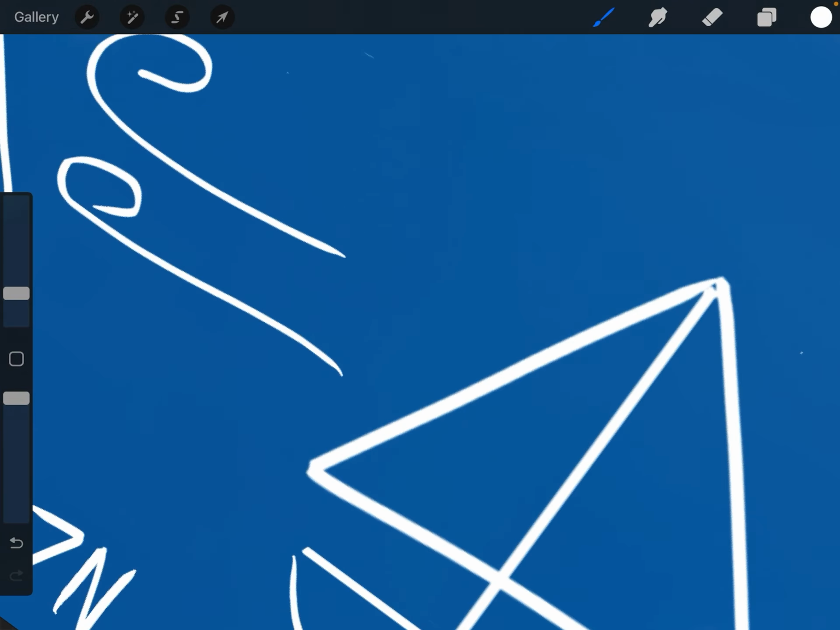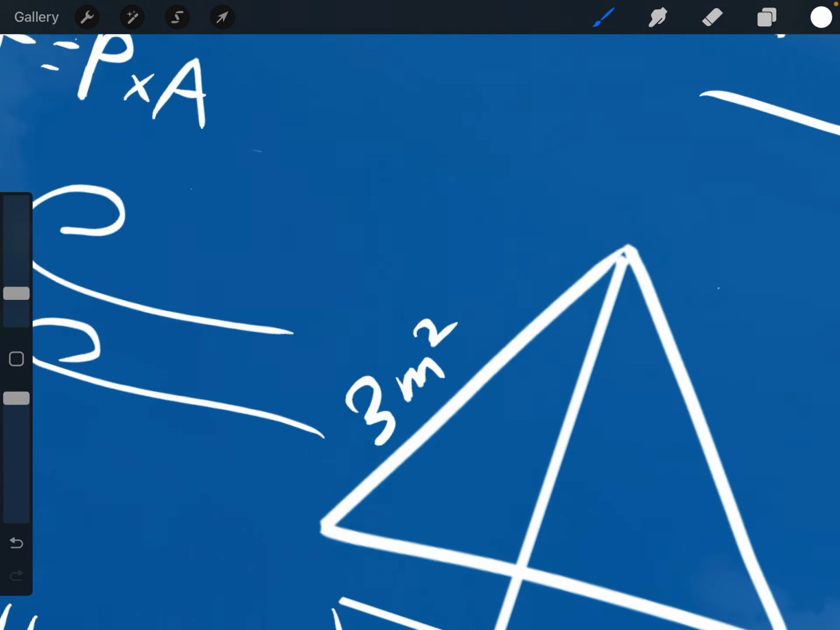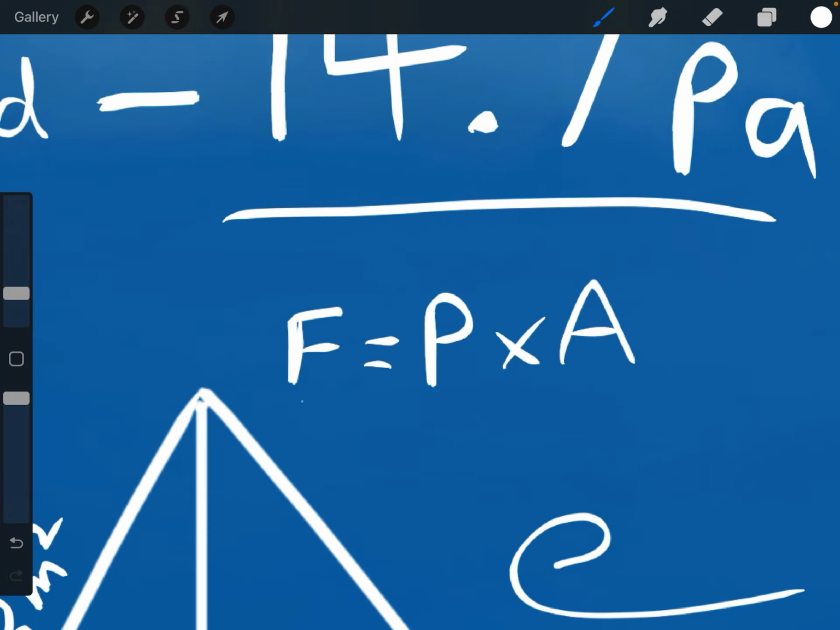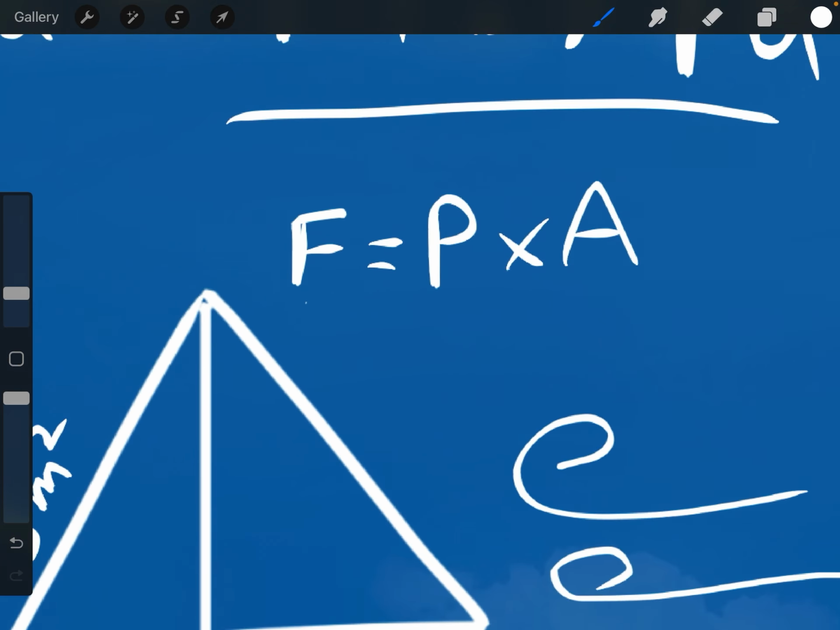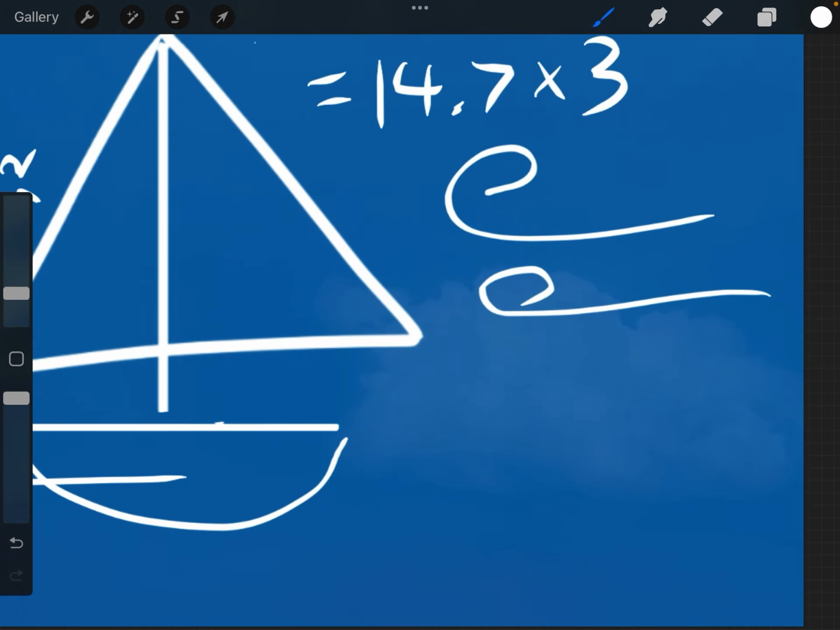And say we have a bigger boat with a sail that is 3 meters squared, then we can use the same formula here. So we can say the force acting on the boat is equal to the pressure from the wind times the area of the sail, which means it's equal to 14.7 times 3, which means the force acting on this boat is going to be equal to 44.1 newtons.